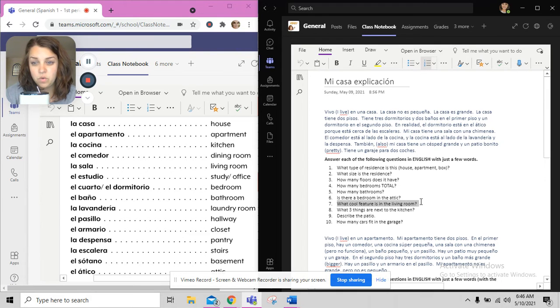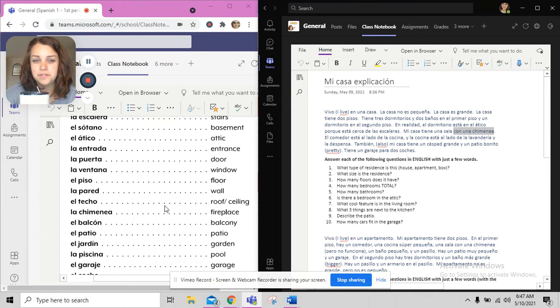Number 7. What cool feature is in the living room? So maybe we need to figure out the word for living room. So right here, la sala. If you haven't spent enough time with the vocab yet, that's okay. So we're going to go through here and find the word for la sala. Okay, so here's la sala. All right, and then what is this thing? A chimney? So this word has a double meaning. Ooh. Right here. So you're going to go ahead and type that word there.